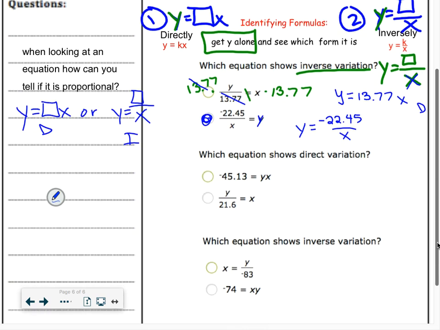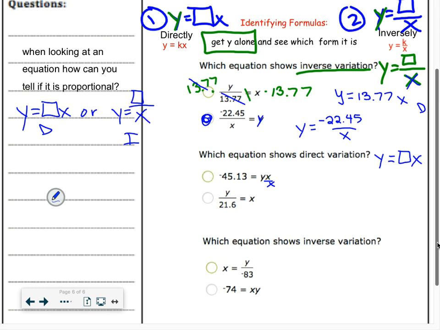Next one. Which equation shows direct? Y equals something times x. I like to just write that down, what I want it to look like. That way it keeps my brain clear. Okay, first equation. I have negative 45.13 equals yx. So what is by the y? What's on the same side as the y? X. How do I get rid of that x? Divide, because that's multiply, right? This is y times x. So to get rid of times, I divide by x.